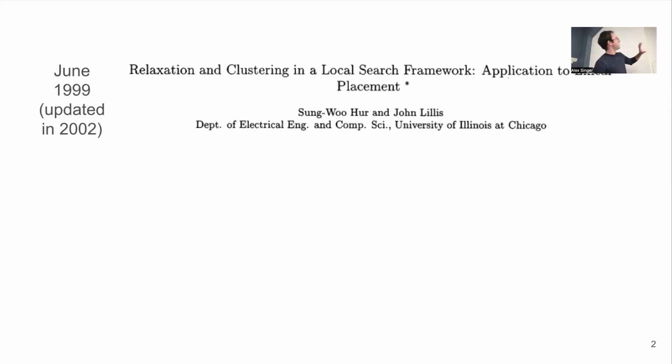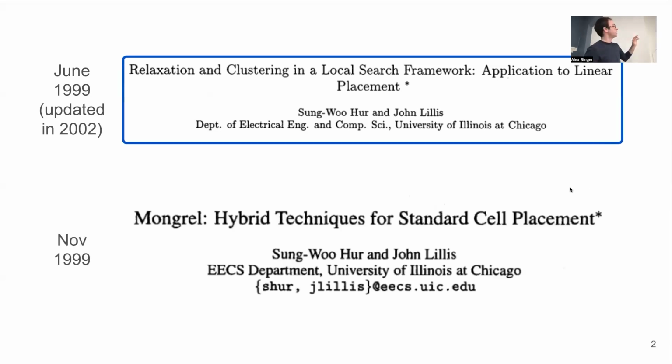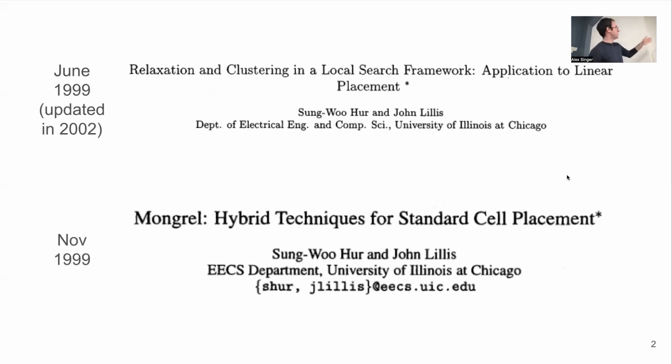So this paper actually came out before... there was a paper that came out before the Mongrel paper, which is called Relaxation and Clustering in a Local Search Framework: Applications to Linear Placement. This was then updated in 2002. This paper contains a lot of the proofs from the Mongrel paper, but it's a slightly different algorithm. I just wanted to mention that it exists, and I'll make reference to it in some parts of the Mongrel paper. But in this presentation, we're going to be talking about Mongrel, which came out in November of 1999.